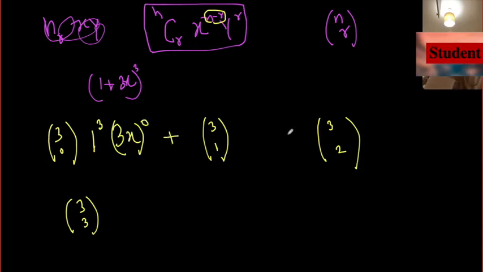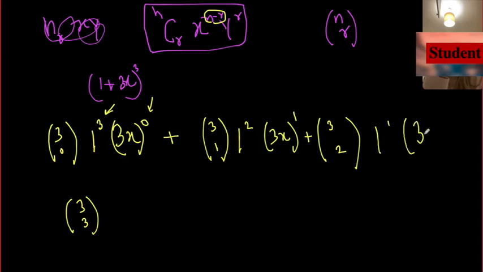Now what will happen? This power will decrease and this power will increase. So 1 to the power 2 and 3x to the power 1, and the plus will be in the middle. You have to write the plus. Again 1 to the power 1 and 3x to the power 2, plus 1 to the power 0. Is it not right? And 3x to the power 3. That's all done.